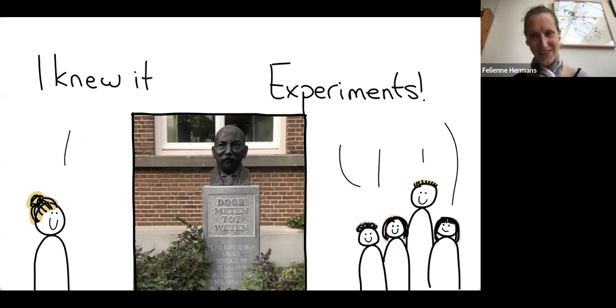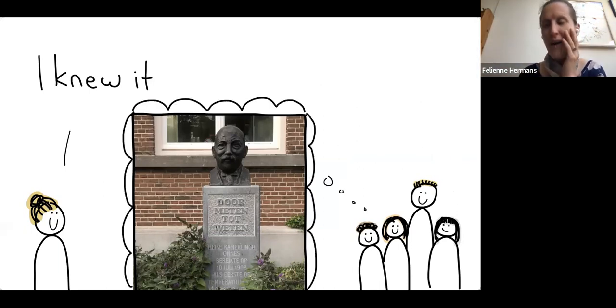This is a fun statue that's in front of our old university building. It is in Dutch, but the sentence here says, by measuring, we get to knowing. So if we measure things, we will learn things. And this is in front of our building. And that's interesting because, of course, this gives a certain research philosophy, actually, right? We can only know things by measuring things.